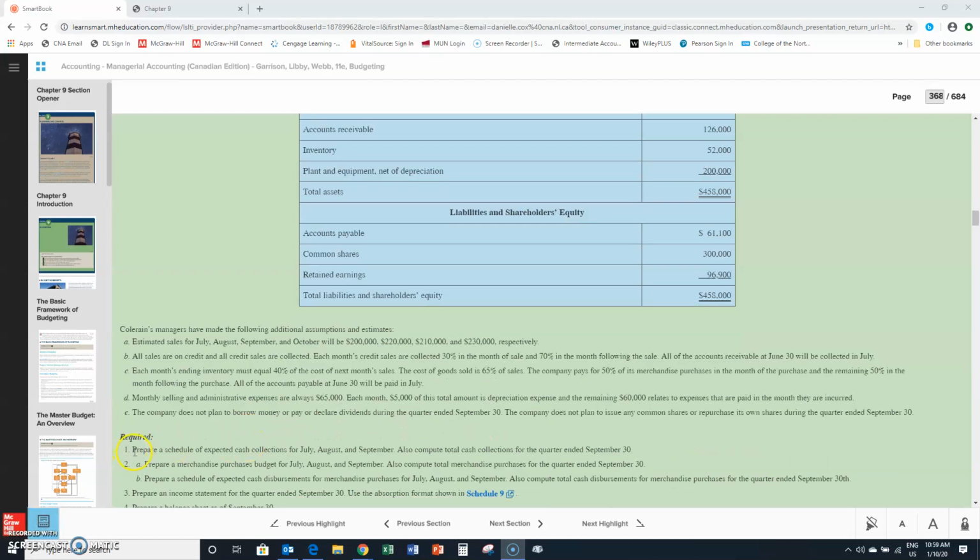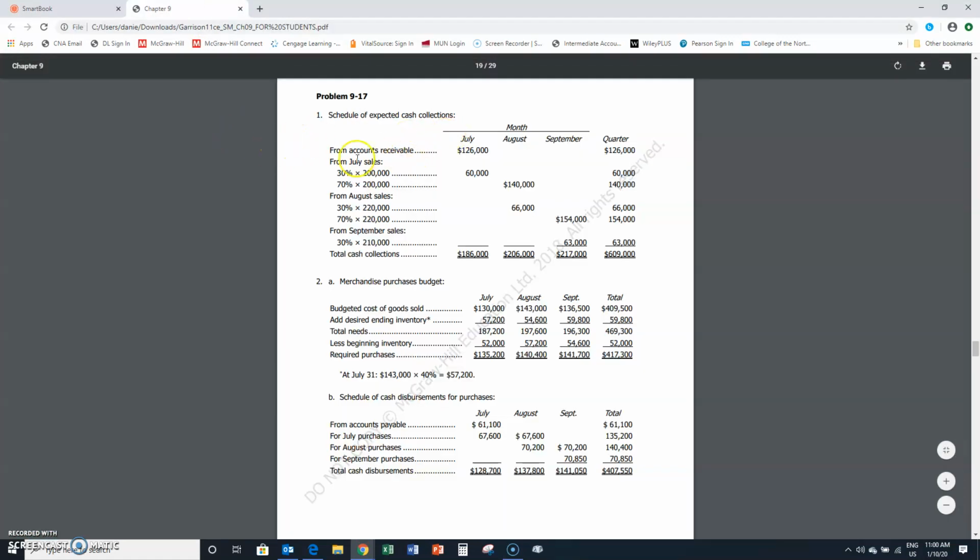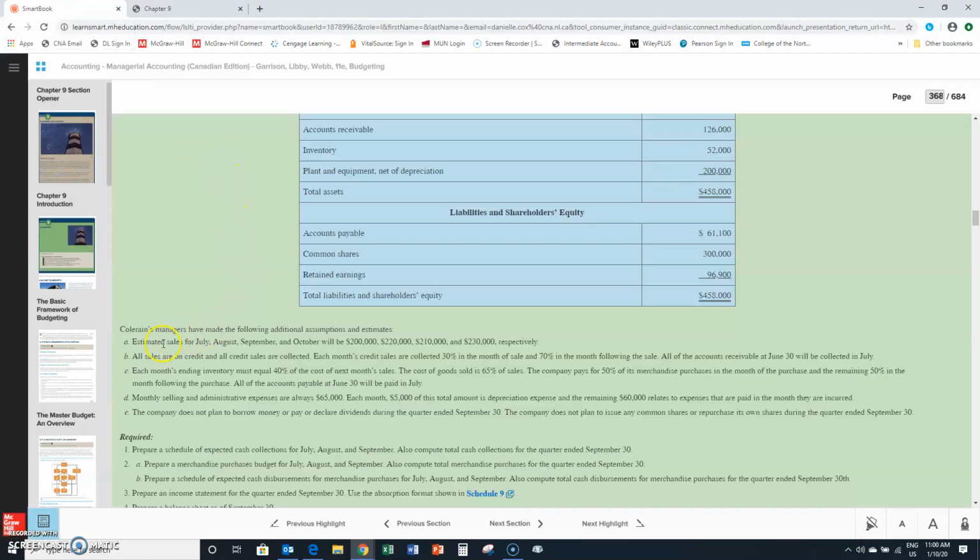Okay, so the first thing we are asked is to prepare a schedule of cash collections for July, August, and September, and then also the total for the quarter. So, cash collections. Our cash collections are going to come from your sales. Here we're told that all sales are on credit and all credit sales are collected. So there's no cash sales.